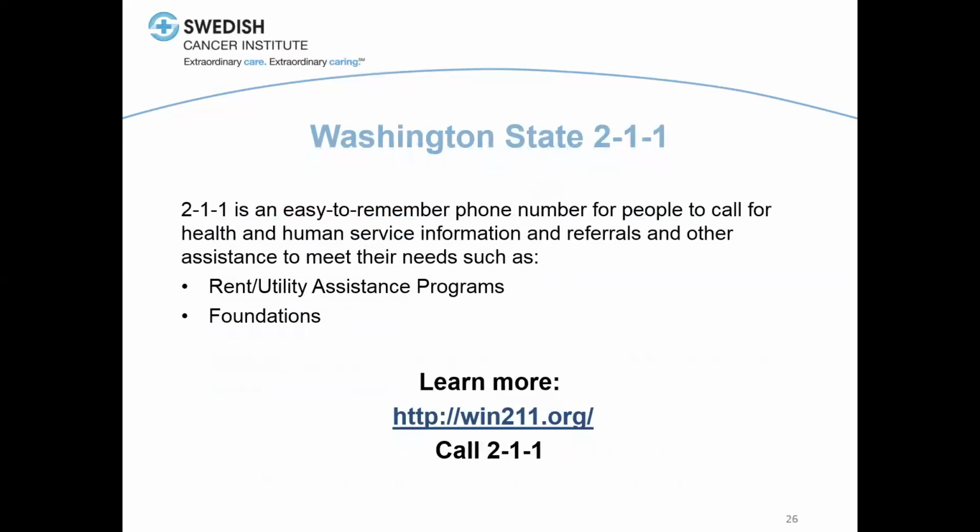Lastly, there's information about the Washington State 211, which is an easy phone number to remember that you can call for health and human service information and referrals and other assistance to meet your needs, such as rent and utility assistance programs and foundations. To learn more, you can actually click on this website or call 211.